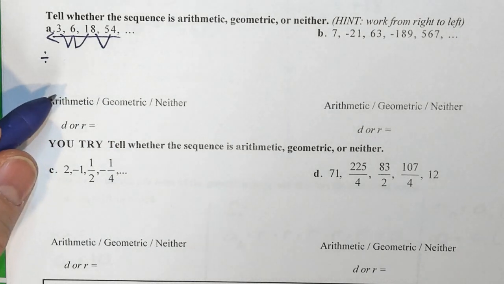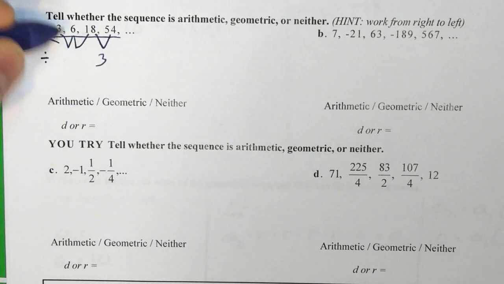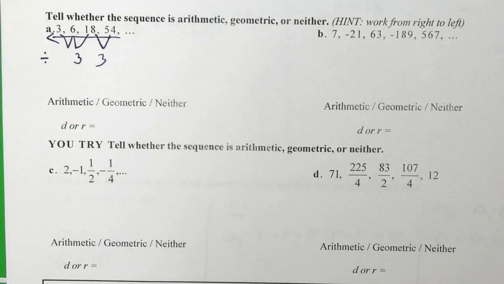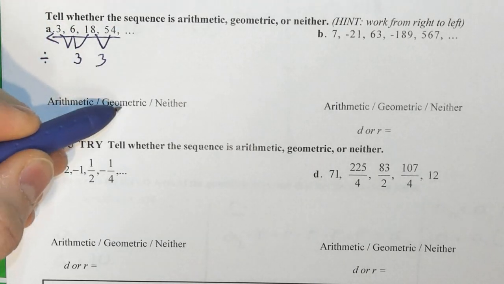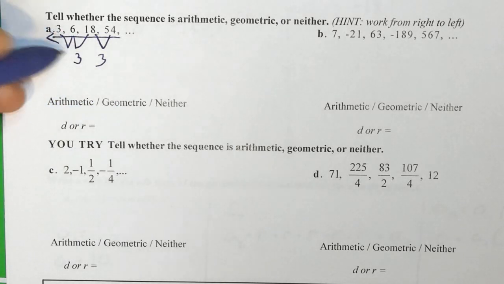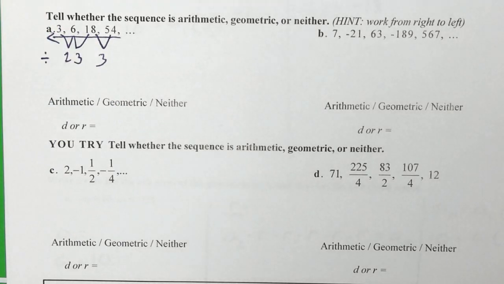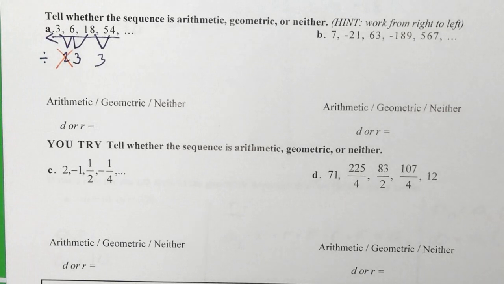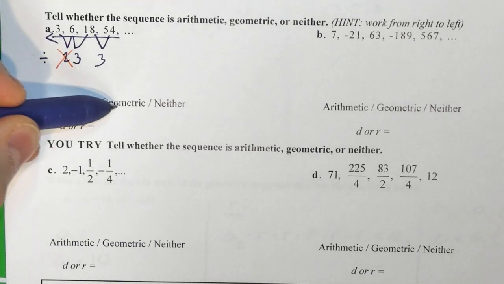So 54 divided by 18 gives you 3, and 18 divided by 6 gives you 3. You see how the same number is showing up over and over again? That makes me think it's going to be geometric. But here, 6 divided by 3 is not 3. It's actually 2. That is not so good. I'm not a fan of the fact that I got a 2 right here. If this division had worked, it would have been geometric.